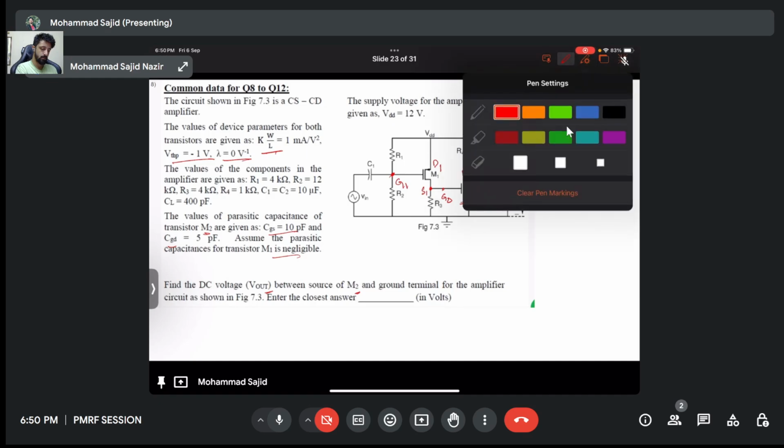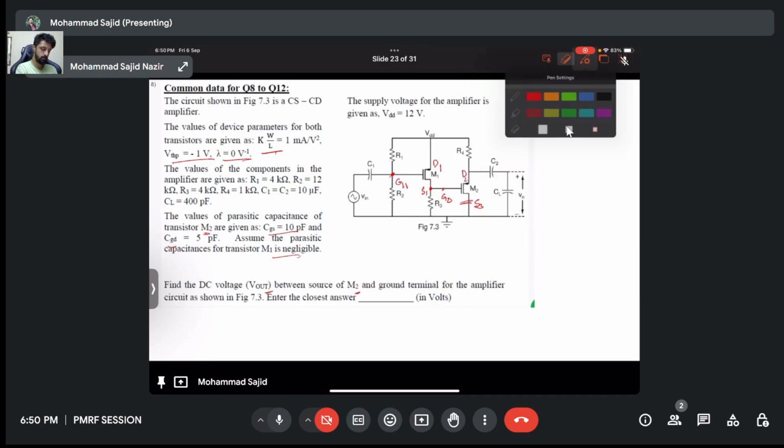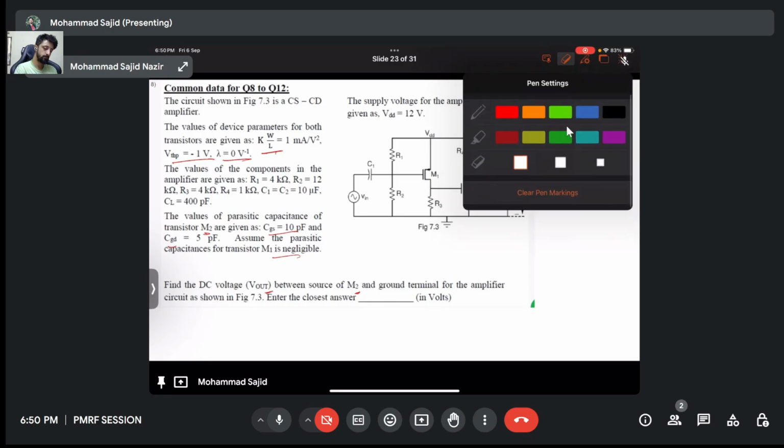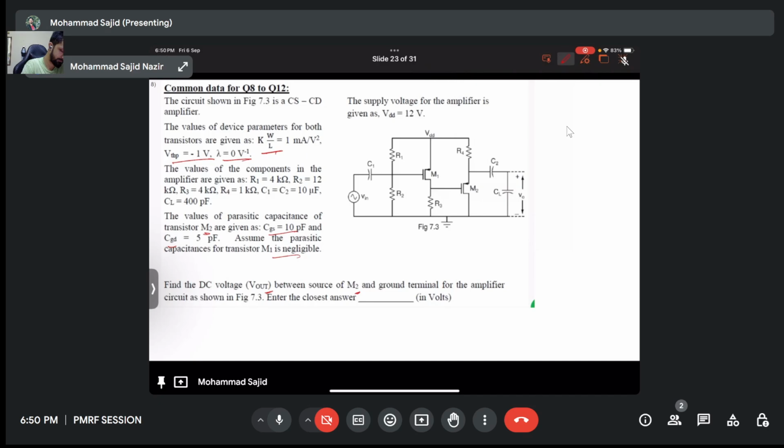Sorry, one second. This is not NMOS. This is a PMOS. So this will be my source line. Okay, so this is how my source and drain terminals will be. And this is the out. We need to calculate a DC voltage.